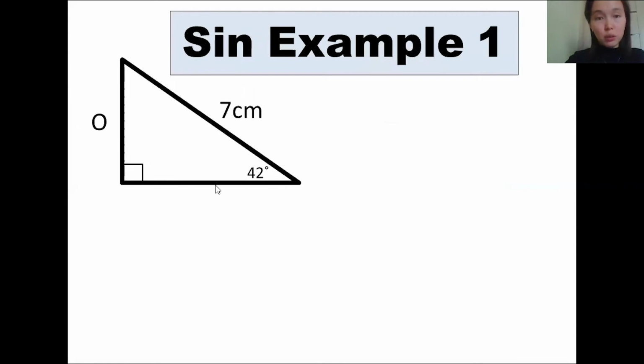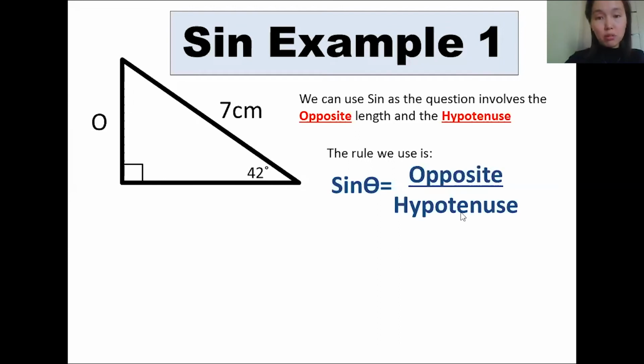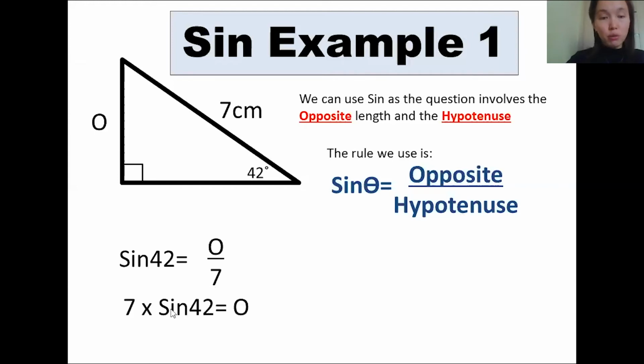Here we have a right angle triangle, and one angle's measure is 42 degrees, the hypotenuse is equal to 7 cm, and the missing side is opposite to this angle. So we will use the sine rule, which is sine theta is equal to opposite side over hypotenuse. We know sine 42 degrees, we know the hypotenuse, but we don't know the opposite. So sine 42 degrees is equal to O over 7. Here O is equal to 7 times sine 42 degrees.